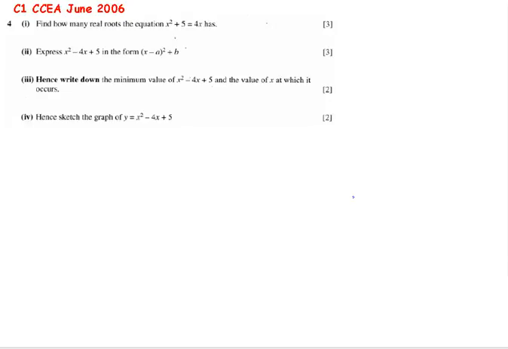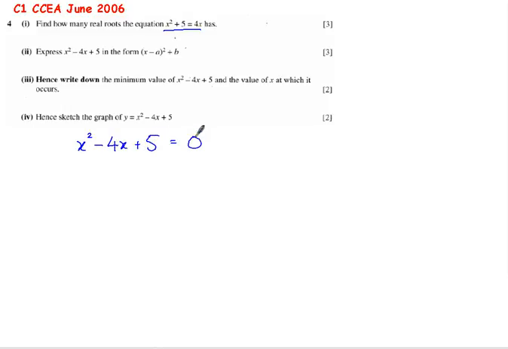Question 4 in this paper asks us about equations and the roots of equations. To start with, it says how many real roots has this equation got? x squared plus 5 equals 4x. One thing that we need to be able to do to find the roots of an equation is put the whole thing equal to 0. So I'm going to reorganize that as x squared minus 4x plus 5 equals 0.